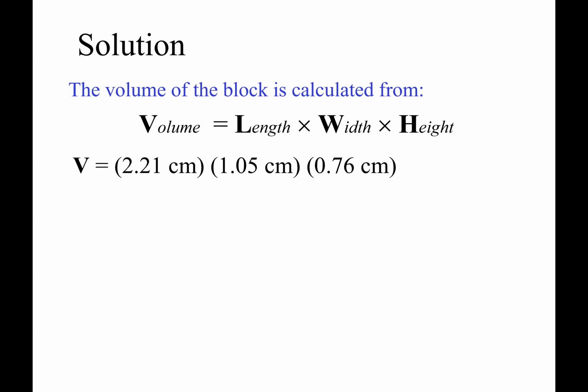Okay. Before I show you the answer that I get on my slides, I'll get your fingers ready. How many sig figs in 2.21? 3. Very good. How many sig figs in 1.05? 3. How many sig figs in 0.76? 2. Very good. So when we round our answer, how many sig figs are we allowed? Just 2. Exactly. Okay, so this is what I get.